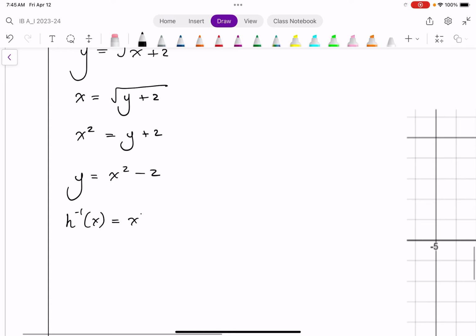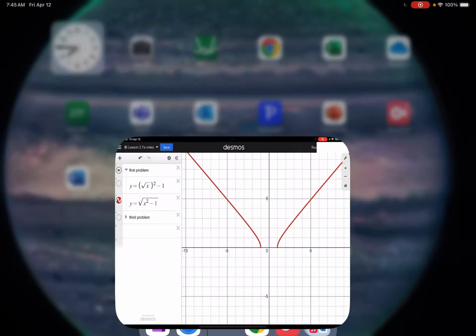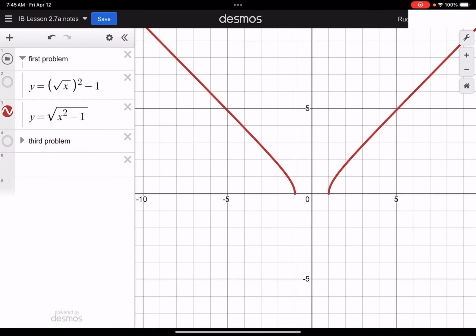Or I can say the inverse of h is x squared minus 2, which is partially wrong. So I've got to be careful. It's not completely wrong, but there's something incorrect about this, which I can get a sense of if I look at the graphs of these things. So let's graph these. So first, root x plus 2. I want to sketch the graph onto here, which I can just quickly show you in Desmos here.